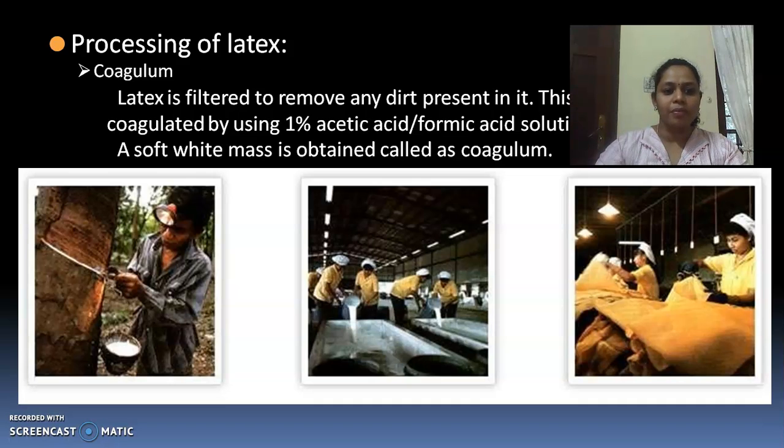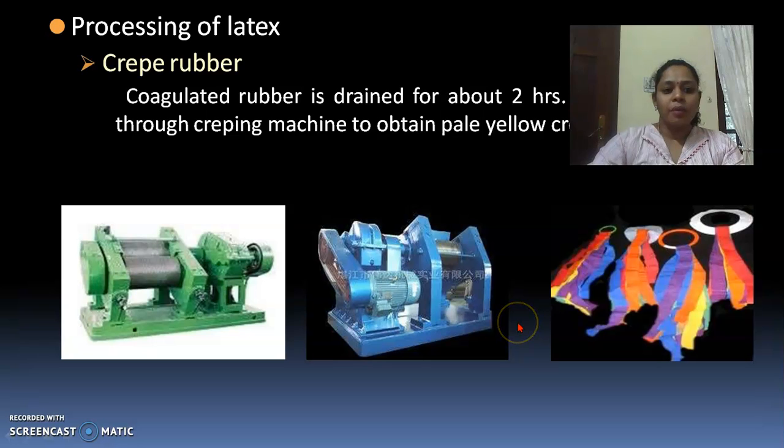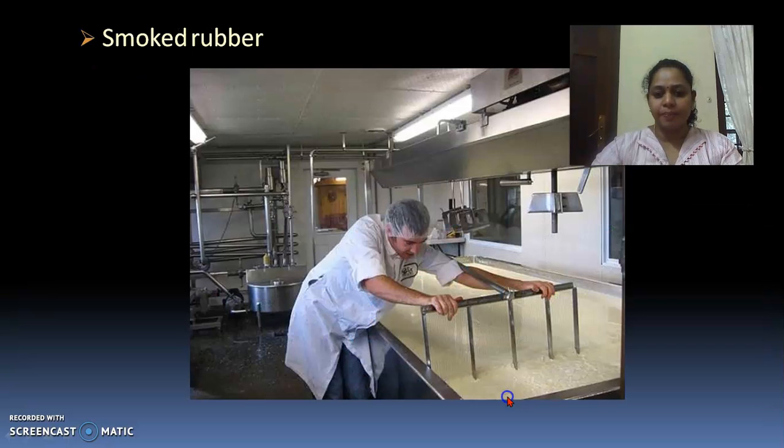First one is coagulum. Latex is filtered to remove any dirt present in it, and it is then coagulated with some acid. Usually acetic acid or formic acid, 1% strength, is used, so that we will get a soft white mass, and that is known as coagulum. Now, this coagulated rubber is drained for about 2 hours and then passed through this type of creeping machine, and it will give you a crepe rubber.